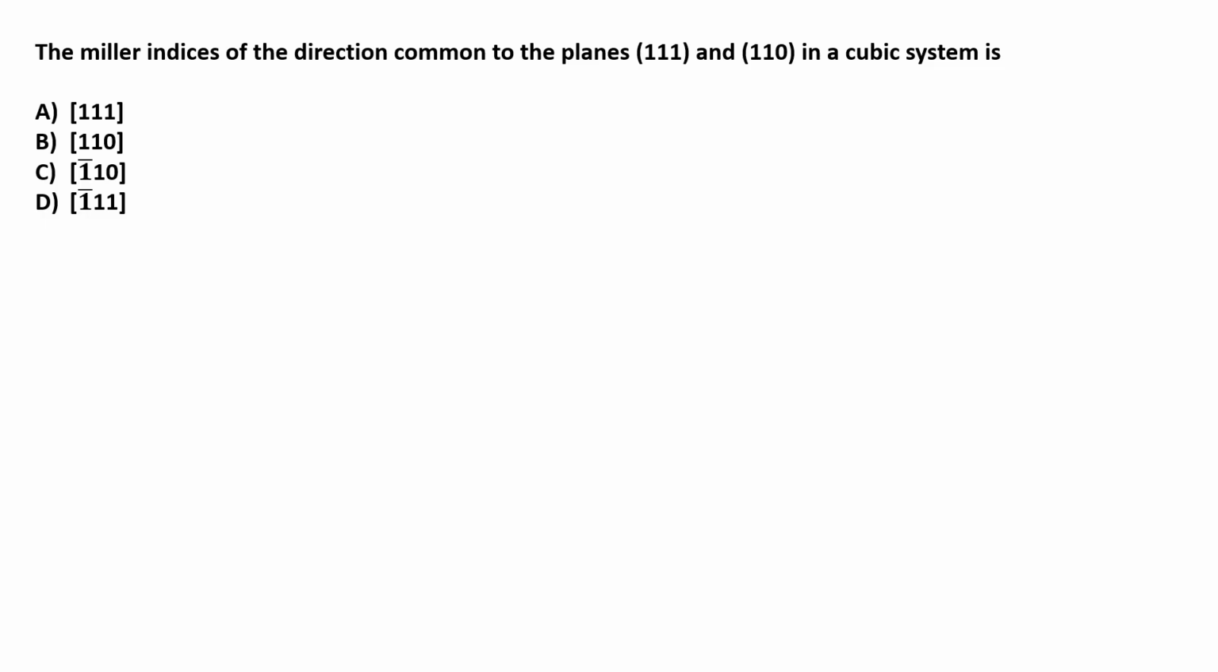Let us solve physical metallurgy questions. The Miller indices of the direction common to the planes 111 and 110 in a cubic system is. So guys, whenever this type of question is asked, you need to solve it using the concept.